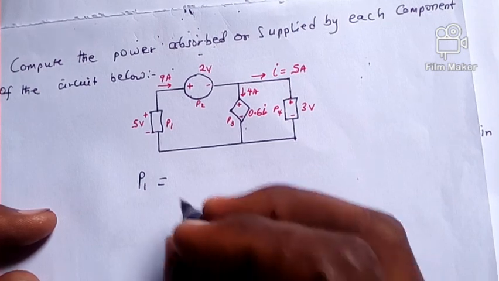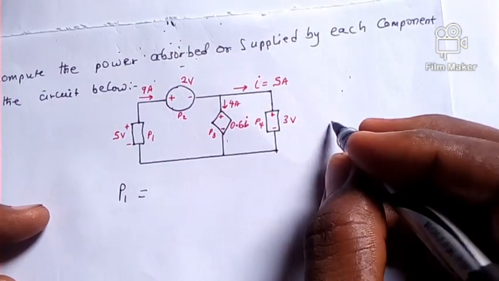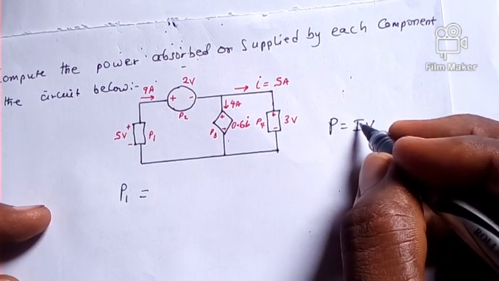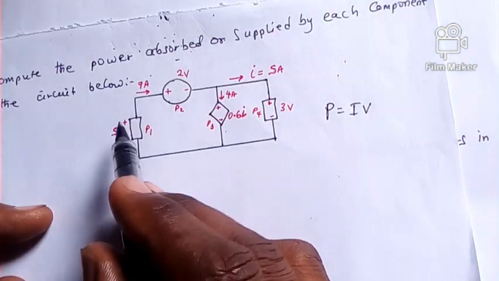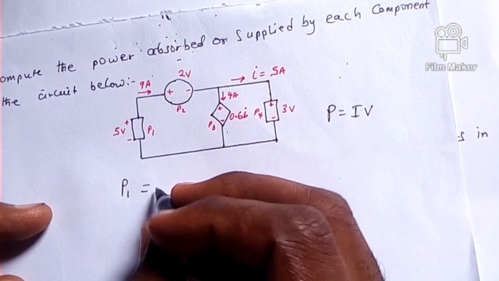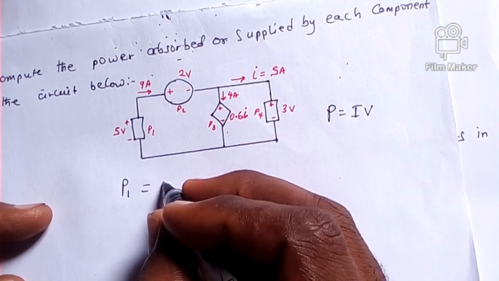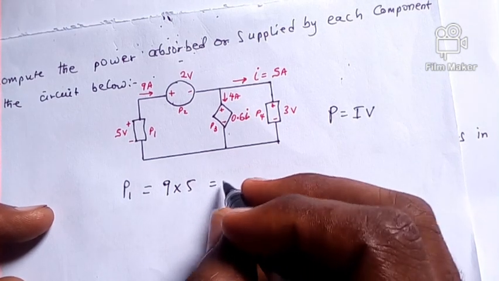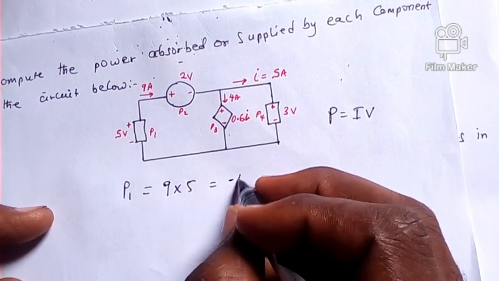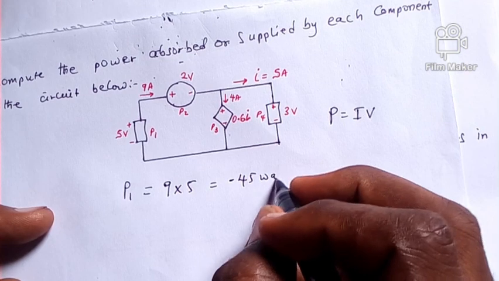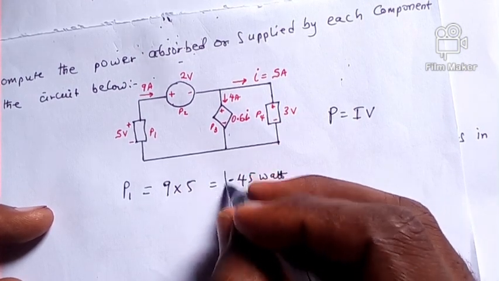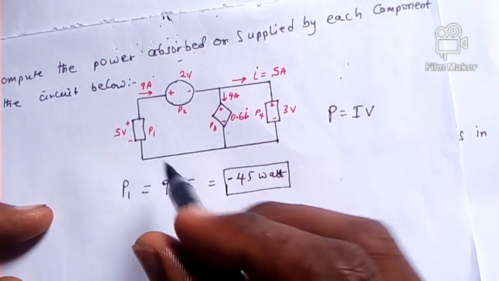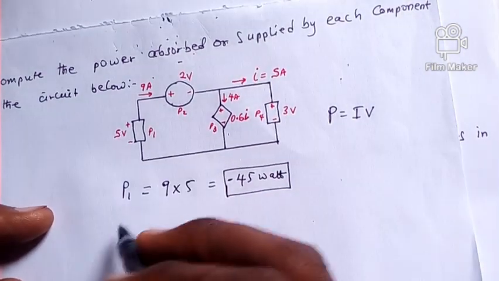So let's figure out what the power is. Power is defined as current times voltage. So when we implement this here, we can see that P1 is equal to 9 ampere times 5 volt. And when we punch that out, we can see it is minus 45 watts. Power absorbed, power given out by the element. So we've gotten P1.